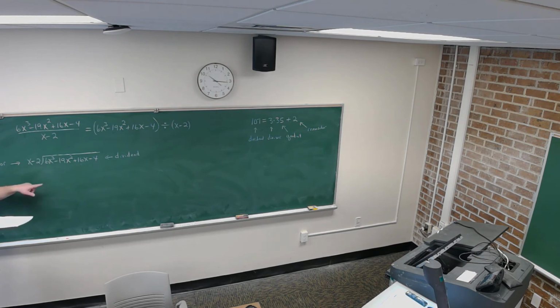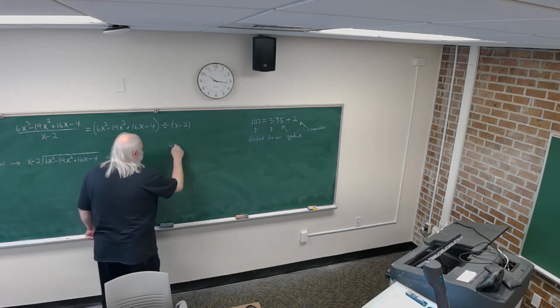Now, when you write out the dividend, always write it out in descending powers of x. When you write out the divisor, write it out in descending powers of x. And so the first question we have to ask is, the leading term for our dividend is 6x cubed, and the leading term for our divisor is x. So the first question you got to ask is, how many times does x go into 6x cubed?